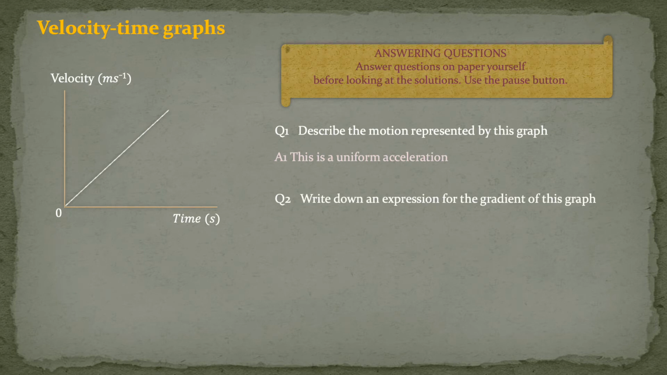Question 2. Write down an expression for the gradient of this graph. Again, pause the video. The gradient is given by the change in the y-coordinate divided by the change in the x-coordinate. In maths, you might have called this y2 minus y1 divided by x2 minus x1. You could have called it delta y over delta x. Now, because our y-coordinate is velocity and because our x-coordinate is time, our gradient is delta v over delta t.